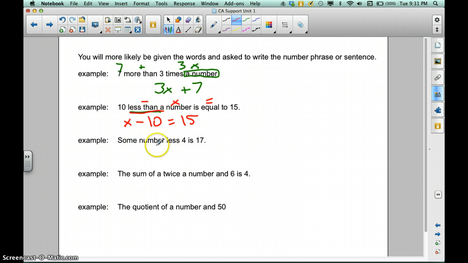All right, some number less 4 is 17. Okay, some number, that's x, less 4. Now look at the minor difference here. It's not "less than some number." It's not starting with the number and subtracting something. It's some number less 4, minus 4, because less means you're taking it away, equals 17. So x minus 4 equals 17.